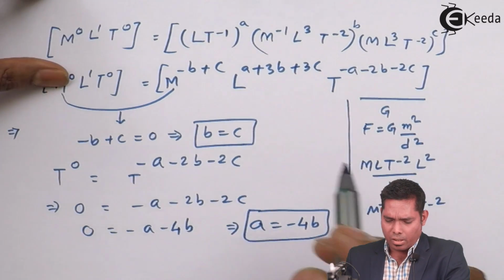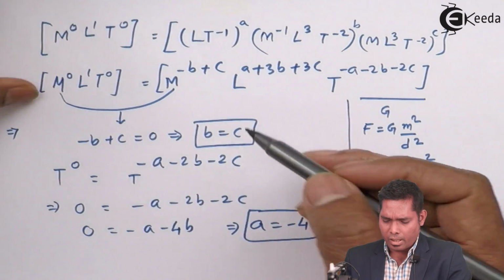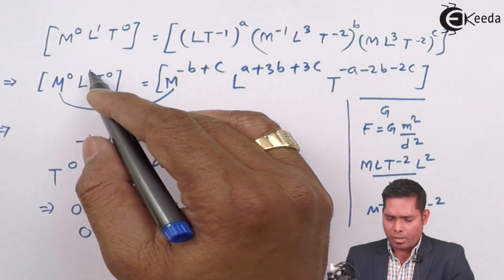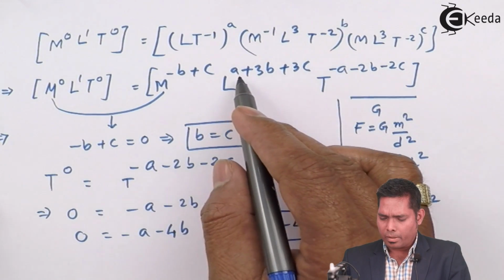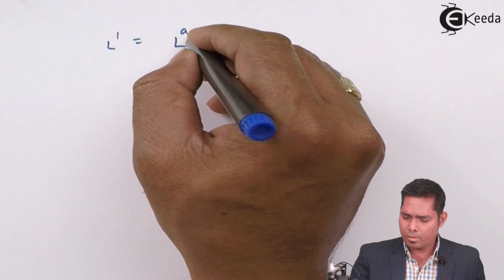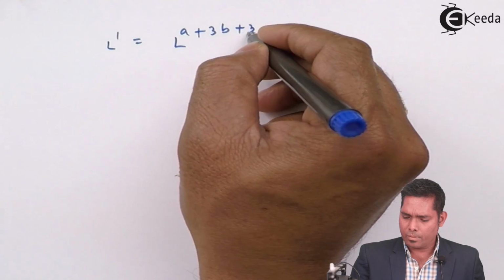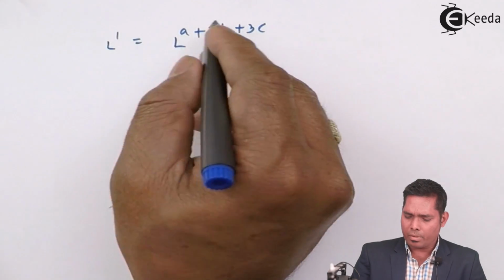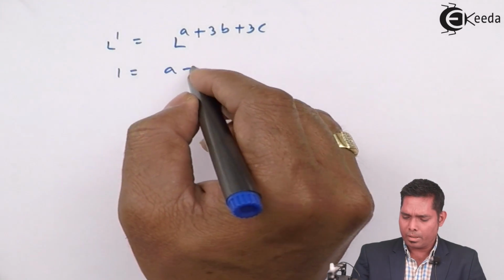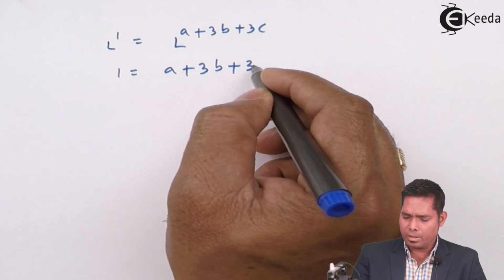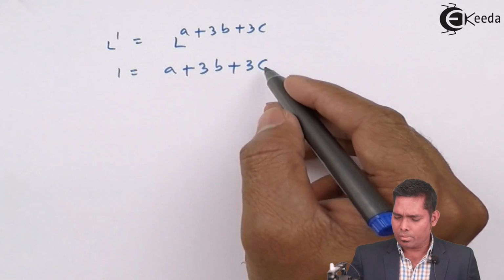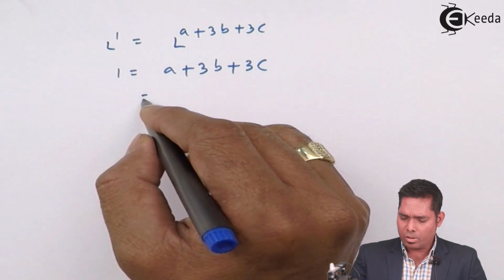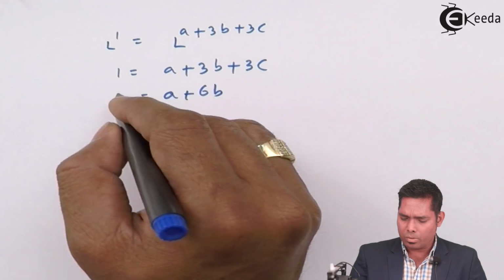And for the last equation I will use any equation, say L1. L to the power 1 is matching with L to the power a plus 3b plus 3c. So from here I equate the powers. 1 equals a plus 3b plus 3c, but I have already seen that b and c are equal. I will substitute c as b here. So this is a plus 6b equals 1.